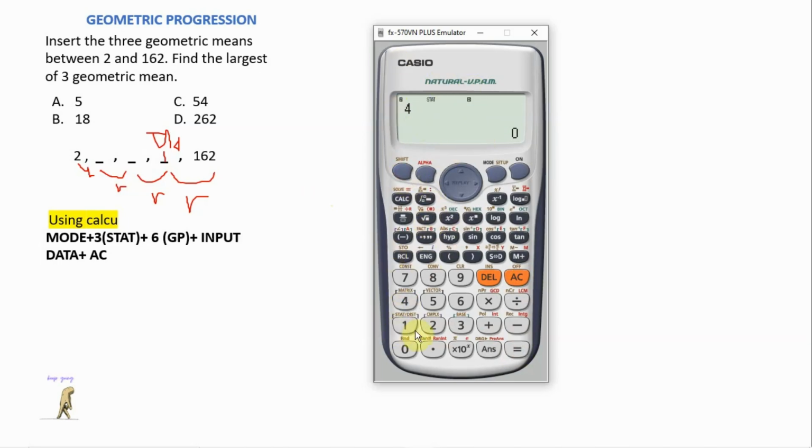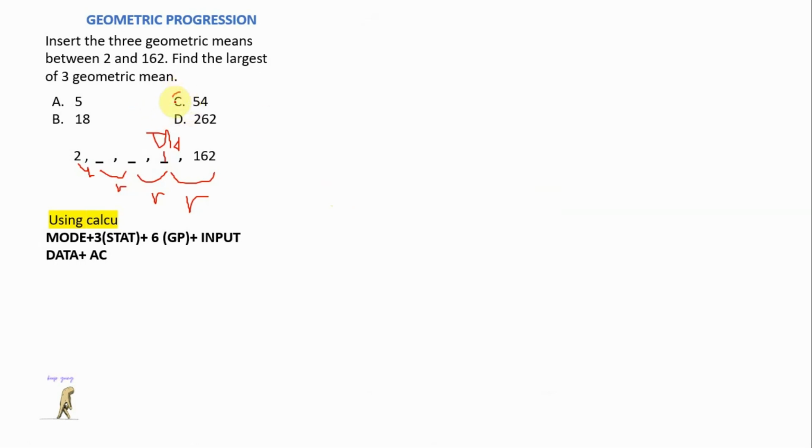Then we are finding the value of y, right? So it means it is 54. It is letter C. Okay po? The next, so you can see, this is what we did.